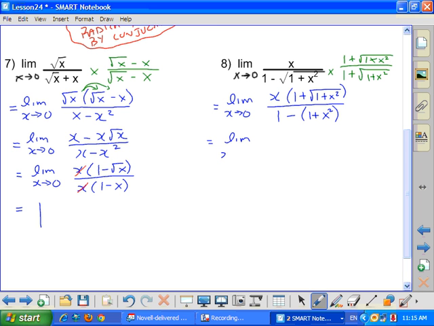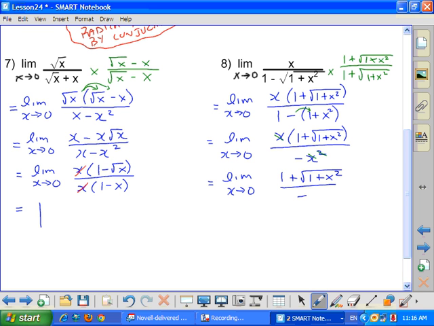So going ahead and simplifying it, on top, I don't think I want to. I'll leave it for now. I'm not sure whether I want to actually distribute that or not. On the bottom, what do we end up with? So using a distributive law, remember, 1 take away 1 is 0, so we'd end up with negative x squared. So an x will cancel. Oops, just the exponent there. So it's equal to the limit as x approaches 0 for 1 plus square root of 1 plus x squared over negative x.